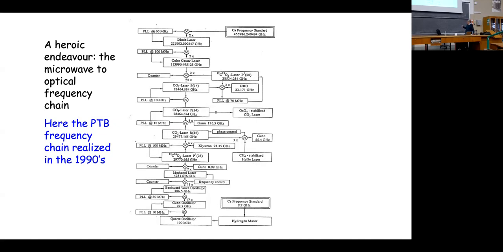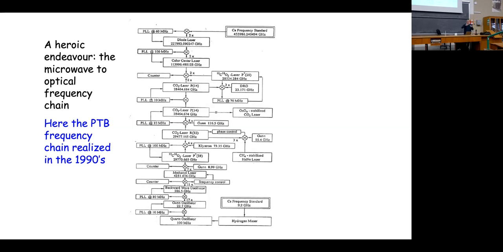This is a frequency chain which was built in Germany at the PTB lab later in the 1990s. You start from a quartz oscillator. You take a harmonic of the quartz, you just relate it to a hydrogen maser or the cesium frequency clock, and then you start increasing the frequencies by taking harmonics which extend into the gigahertz range and into the hundreds of gigahertz range. Then you get frequencies which are high enough to get lasers, mostly CO2 lasers. And then in the end, you get into diode lasers and optical lasers.